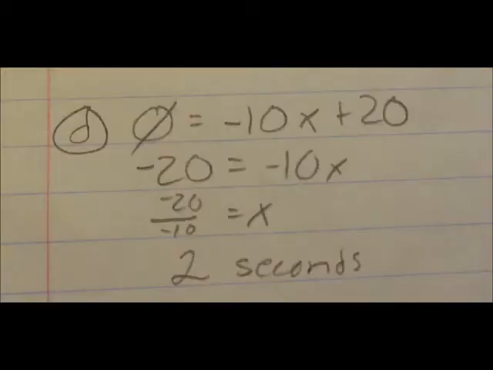In part D, it wants to know at what time is the book at its highest point. We know that at its highest point, the velocity is going to be 0, so we can just plug in 0 for the derivative of h of x and solve for x, and we get 2 seconds. So that means at 2 seconds, that is when the book is at its highest point.